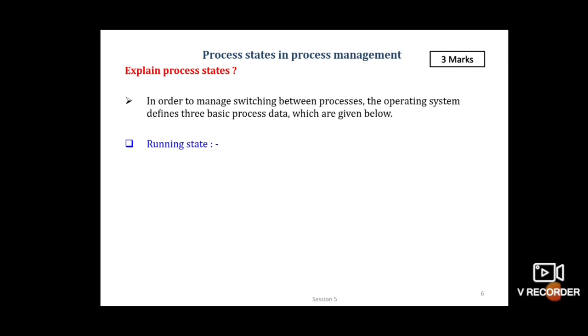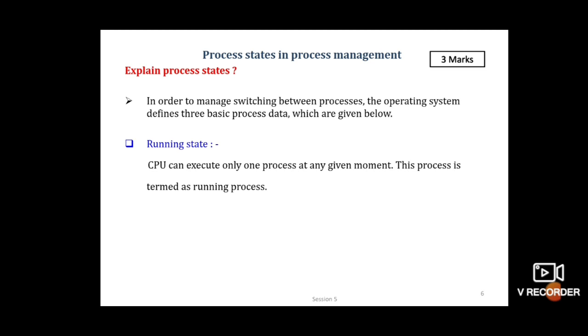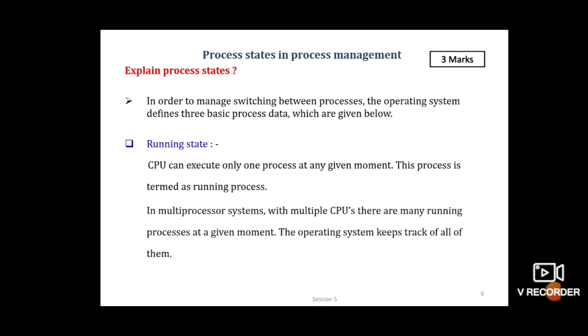Now first let us see the running state. What is the meaning or function of the running state? The CPU can execute only one process at any given moment. This process is called the running process. Only one program can run on the CPU at a time. Then what about the other programs?